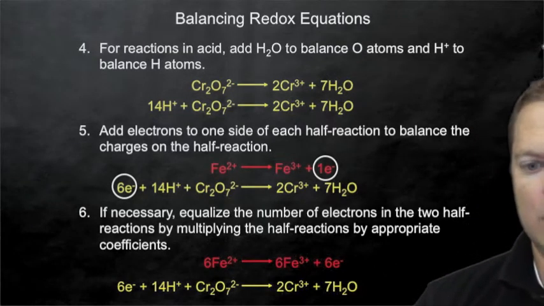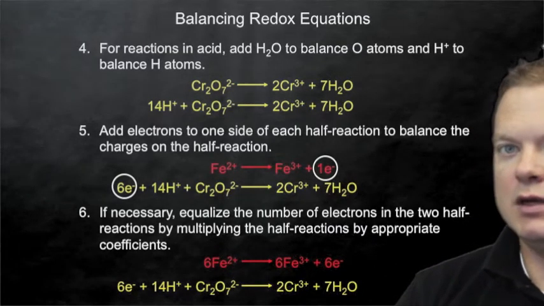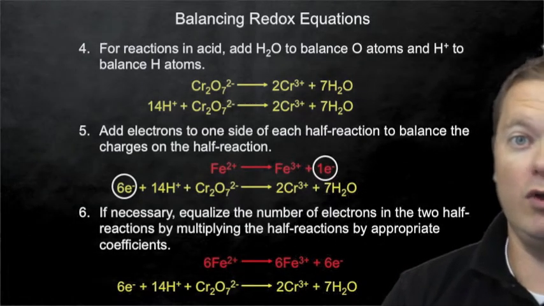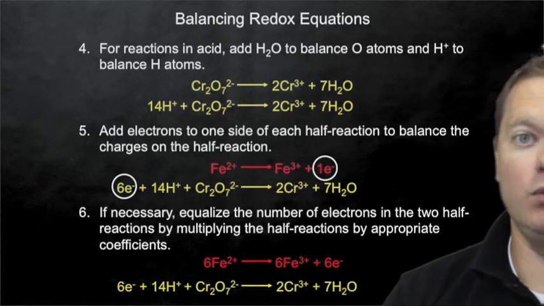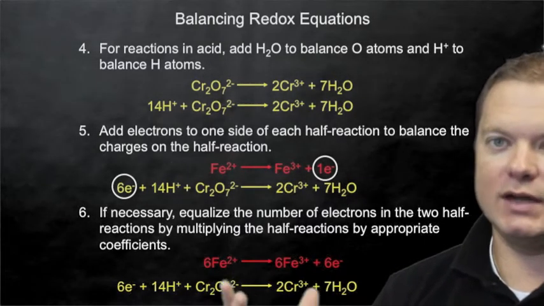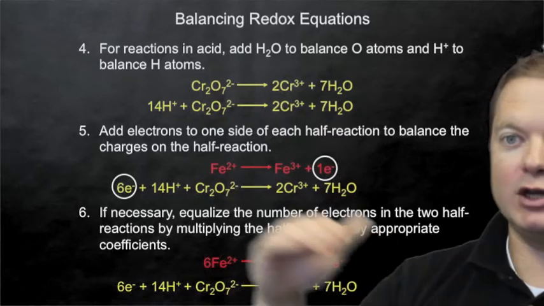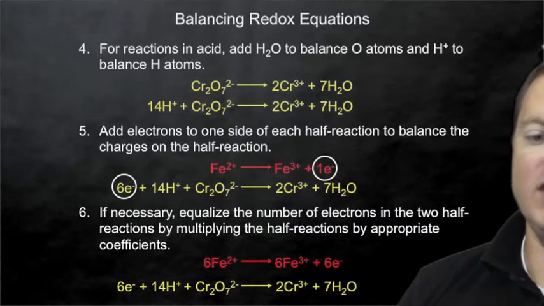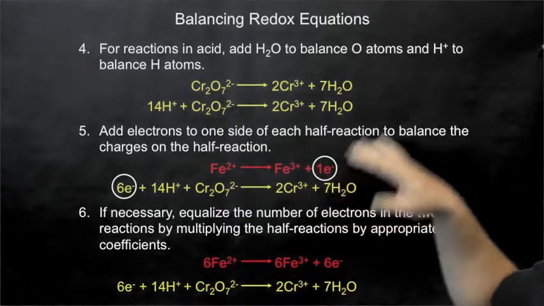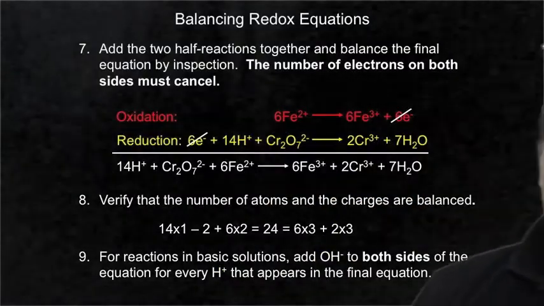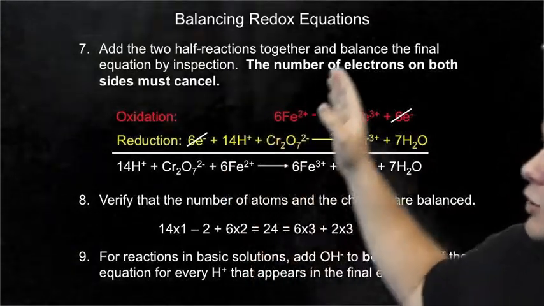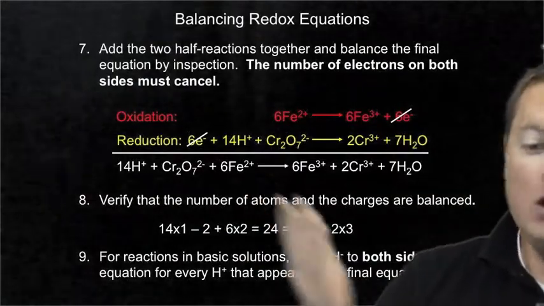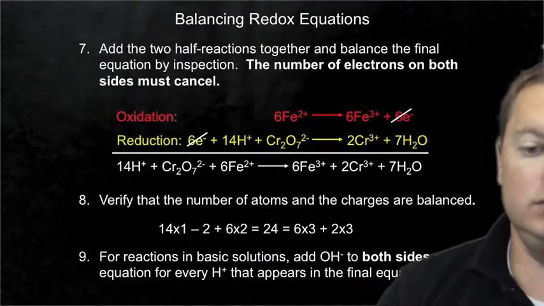Okay. So first we're going to balance those things that aren't hydrogen and oxygen. Then we're going to balance oxygen with water, and then hydrogen with H+. Once that's done, balance the electrons, make sure the number of electrons that we transfer are the same, and then at this point we can add those two half reactions together. The number of electrons that are lost on one side has to be the number of electrons we gain on the other, so those electrons will cancel out.